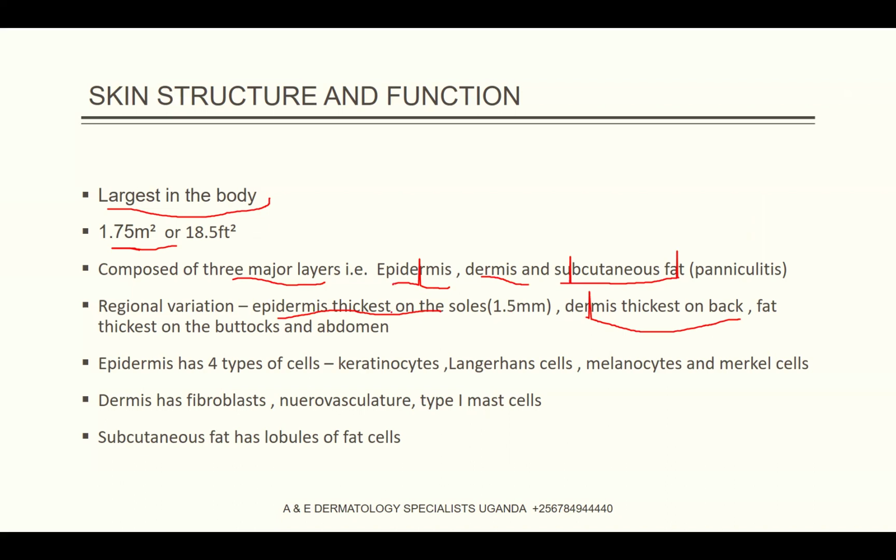Then, when you look at the subcutaneous fat layer, it is very thick in the gluteal area and also around the abdomen. You've seen men with big bellies, and that is full of fat.